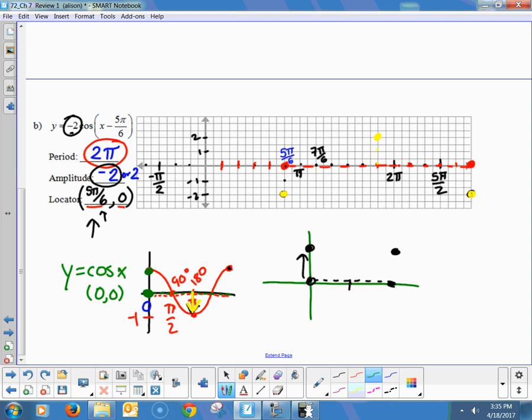Halfway between the beginning and the middle, the cosine wave is on the center line. So halfway between here and here, it's on the center line. Halfway between the middle and the end, it's also on the center line.